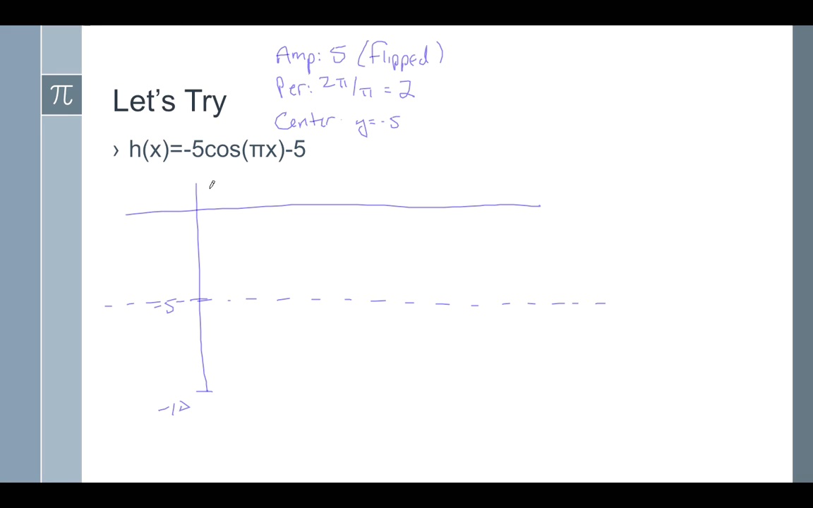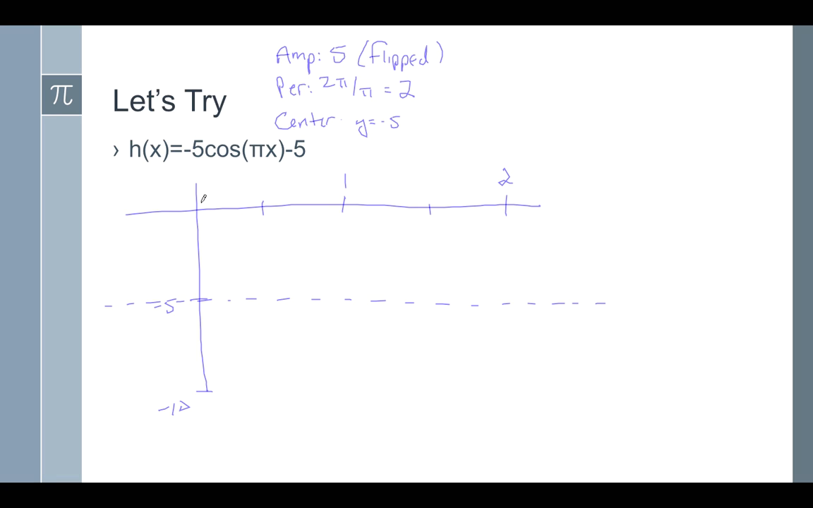There's no phase shift, so my period is 2, so I get to start at 0 and end at 2. My halfway is 1. My other halves are my half and my 3 halves. And now here we've got to pay attention to the flipped over.